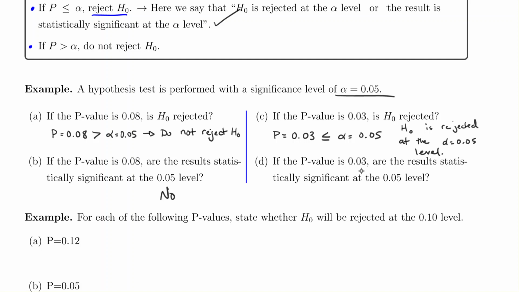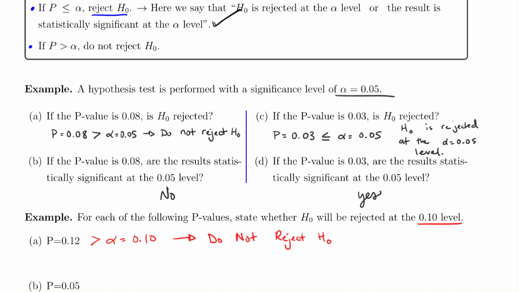If the p-value is 0.003, are the results statistically significant? Yes, following this reasoning. Now, if our alpha was at the 0.01 level, would we reject for the p-value of 0.02? Well, for the p-value of 0.02, that is greater than the alpha value, and if the p-value is greater, we do not reject, we fail to reject.